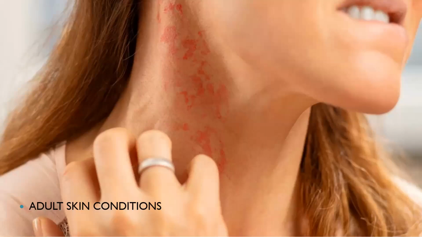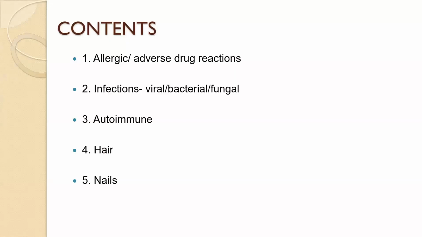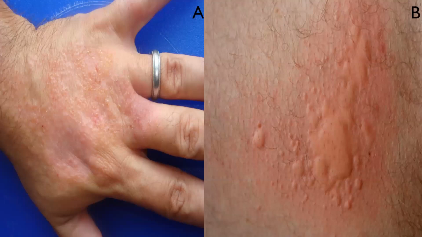So going on to adult skin conditions, we're going to be looking at allergic, infections, autoimmune, hair and nails. Let's just look at this scenario. Both of them are technically representing a hypersensitivity reaction, and I want to ask you about the manifestations in each. So picture A versus picture B. What are the manifestations of hypersensitivity here in these patients, and how do you treat both?